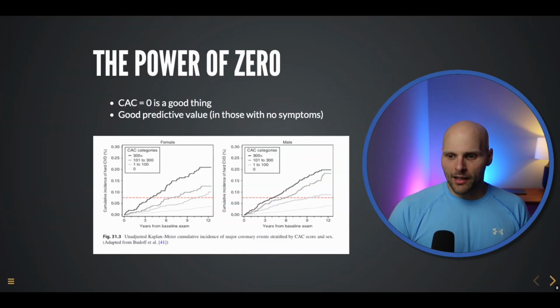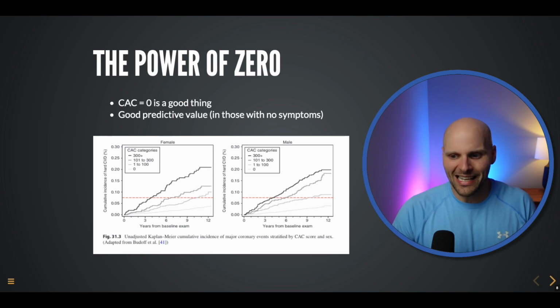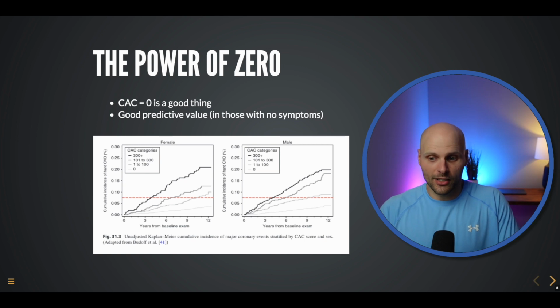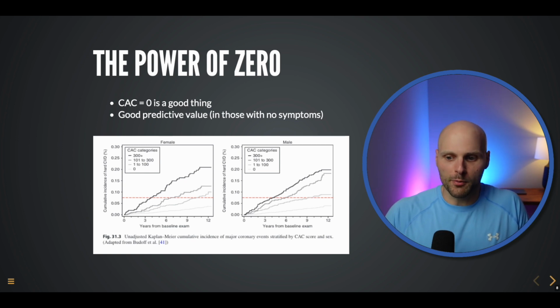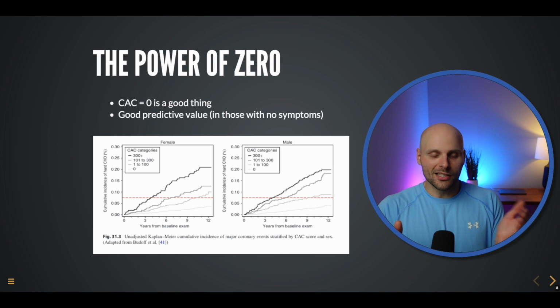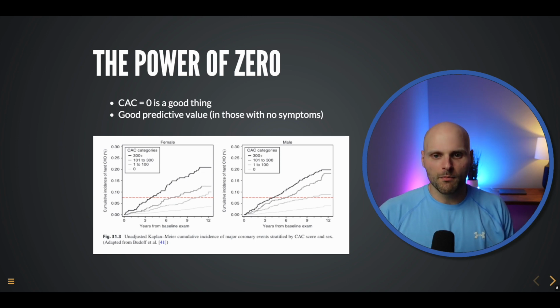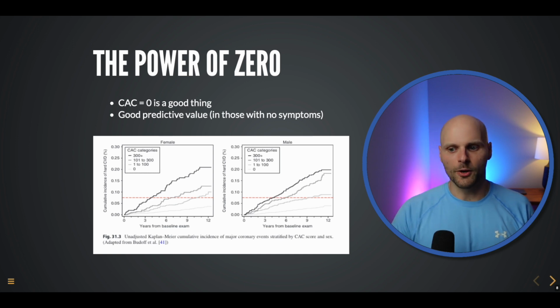Another study showed that for those with a CAC of zero, the annual event rate was 0.027%, whereas the 10-year risk calculation would predict about 0.3%. So, 0.3 to 0.02, that might not sound like a lot, but that's actually a pretty significant difference. And so it was a much lower risk in real life when the CAC was zero.